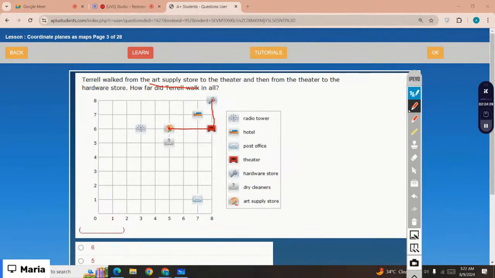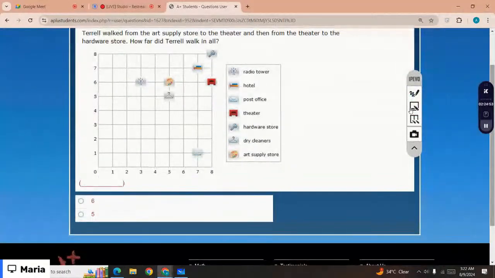Now you need to calculate the distance. So 1, 2, 3, 4, 5. The distance is 5. The correct option is 5 units, right? Option number 2 is the correct option. Got it?